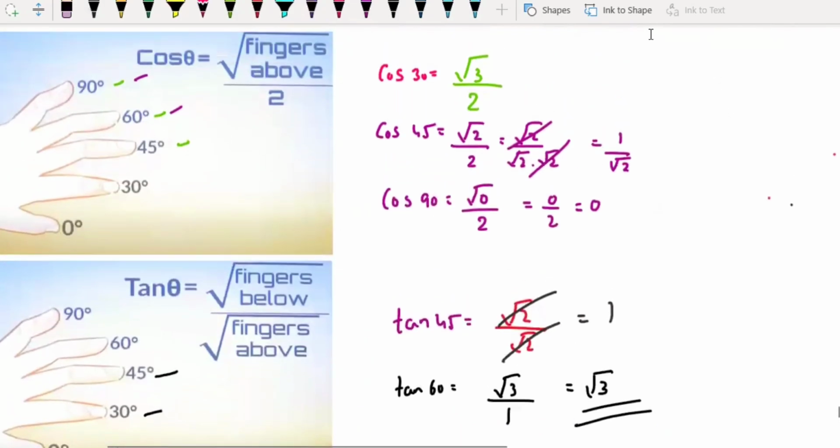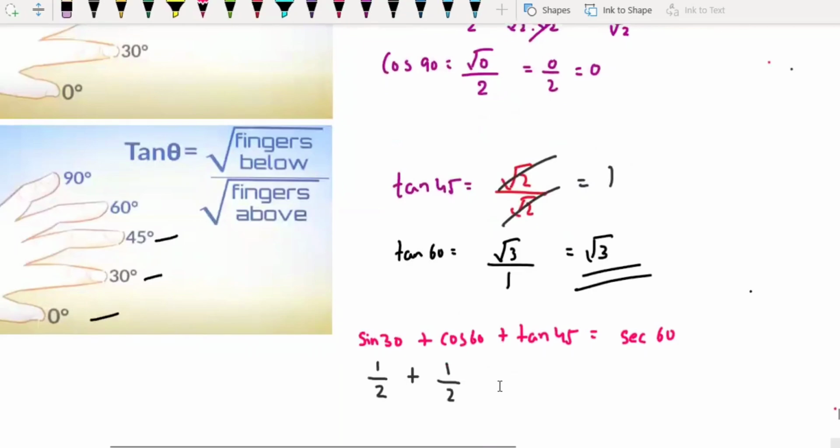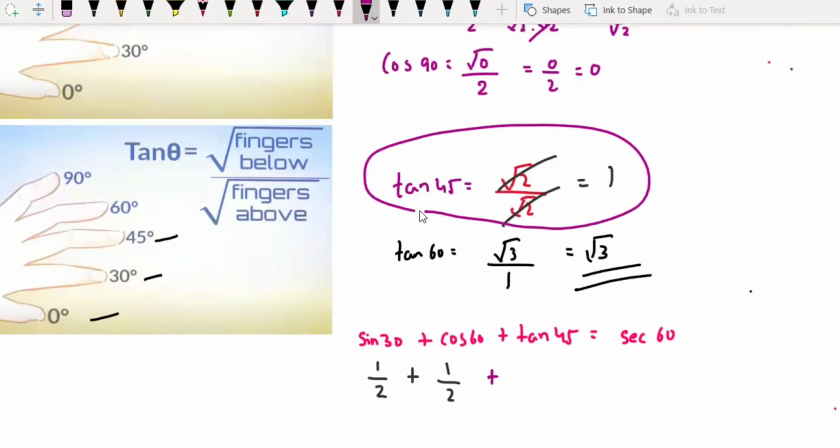So let us find it out using the same shortcut trick, that is cos 60. Fingers above cos 60, how many fingers are there? Just one, that is 90. So inside the root what value are we gonna write down? That is 1, why 1? Because only one finger is above 60 degree, divided by 2. Root 1 value we know is 1, and the denominator as it is, so cos 60 value is 1 by 2. That's what I wrote now. Tan 45, we got that value as 1. Okay, first let us find out LHS.